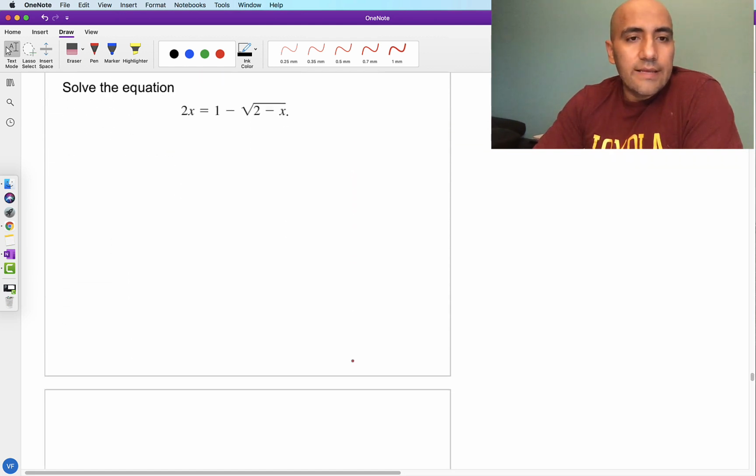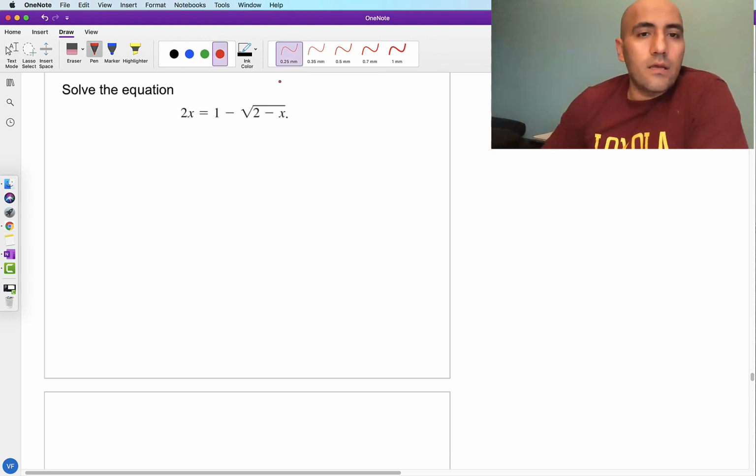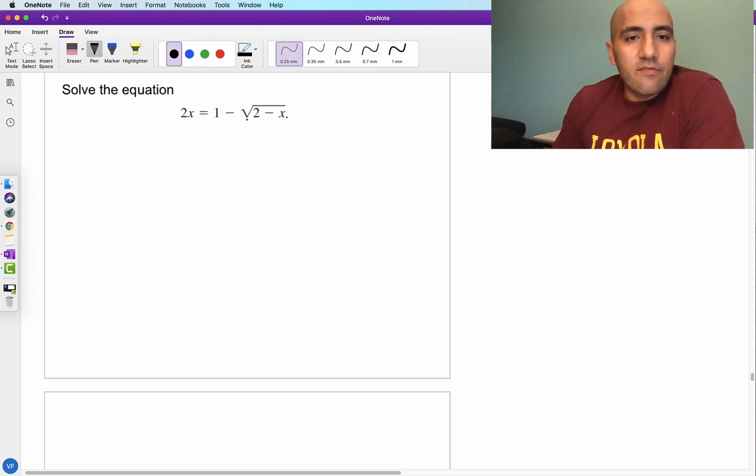All right, what about something like this? Let's start off by simplifying this a little bit. Let's get rid of this root first, because otherwise, we can't solve for x. There's an x inside the root and the argument of the root. So let's get rid of it. And to do that, I'm going to isolate it first and then square both sides.